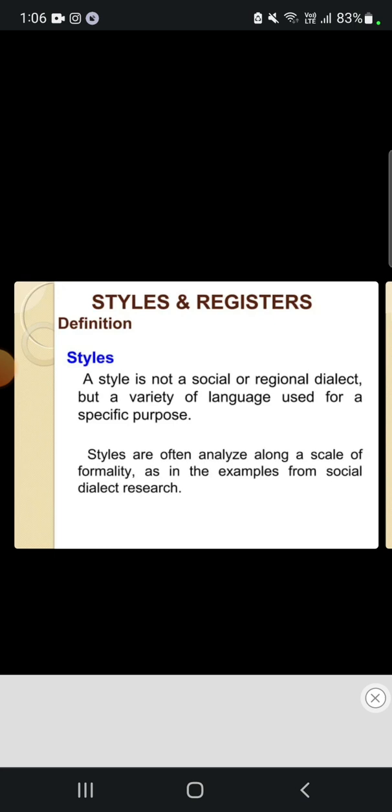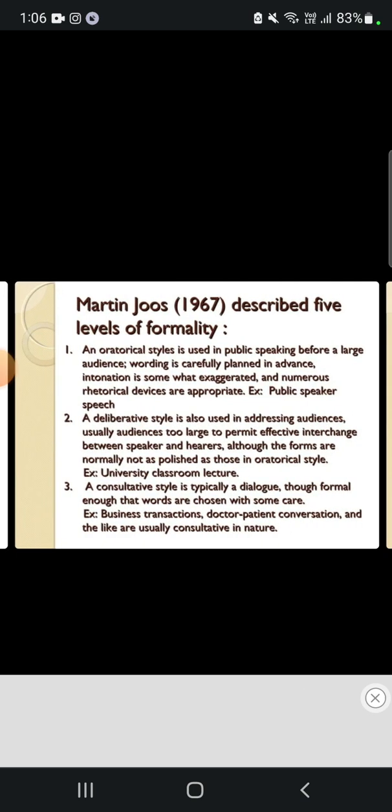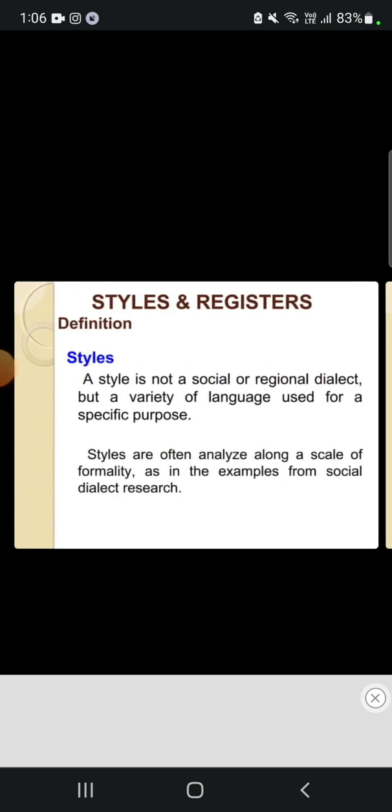Moreover, you can be given a short question or long question on style and register: write a note on style, or differentiate between style and register. So the questions on this topic can be asked in many different ways that I just told you. So we will begin with the definitions of both the ideas.